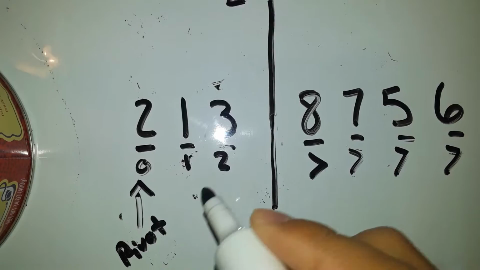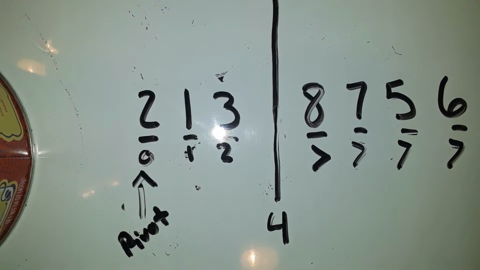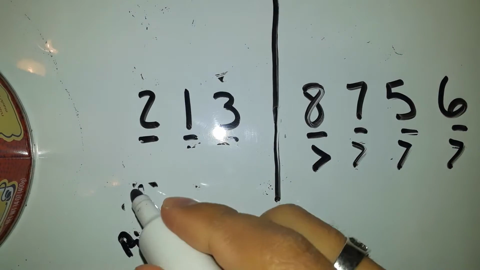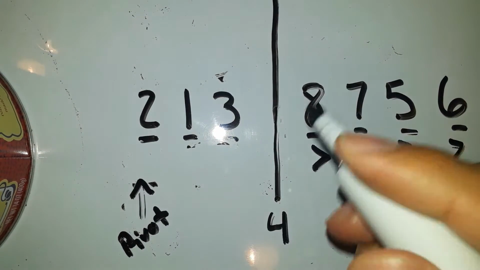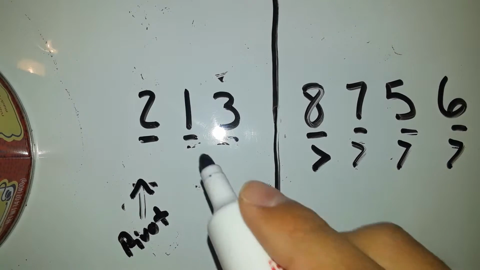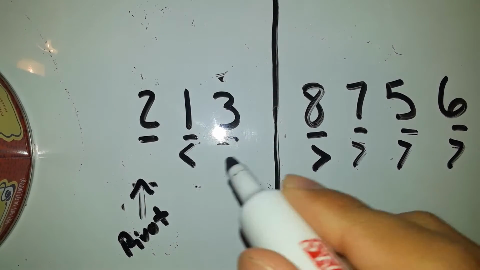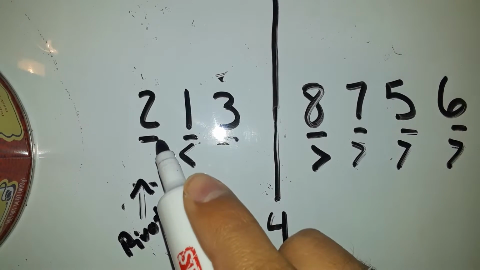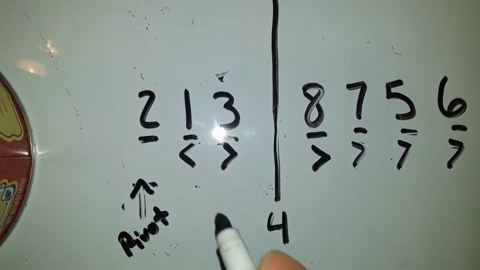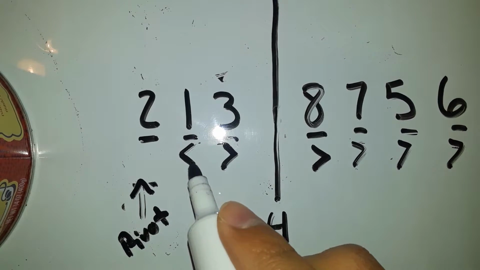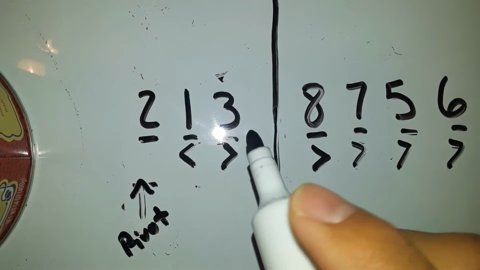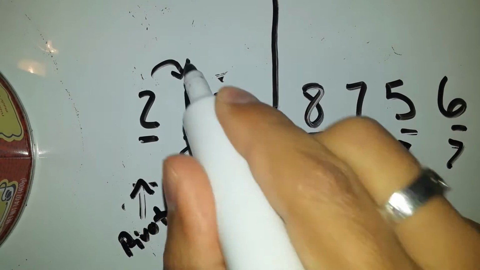Pivot. Okay, and again, we're going to just follow the same pattern that we did last time. Is 1 less than or greater than 2? It is less than. And is 3 less than or greater than 2? It is greater than. How many items are less than 2? There is 1 less than, so we are going to swap it 1 place over.